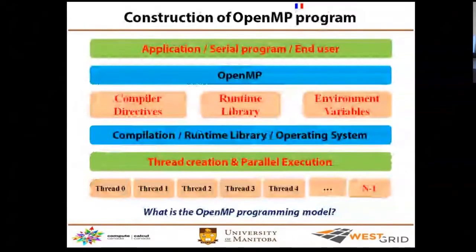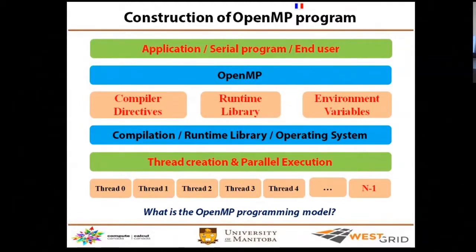So how do we construct an OpenMP program? There are 3 layers. The first layer is the application itself. You have to write this serial program to start with. Once you have this serial program, we go to the second layer to implement OpenMP: add compiler directives, runtime library, and environment variables if possible. Once you have this, it comes to the third layer, the last layer. You need an operating system and access to these compilers, so you can compile and run the program.